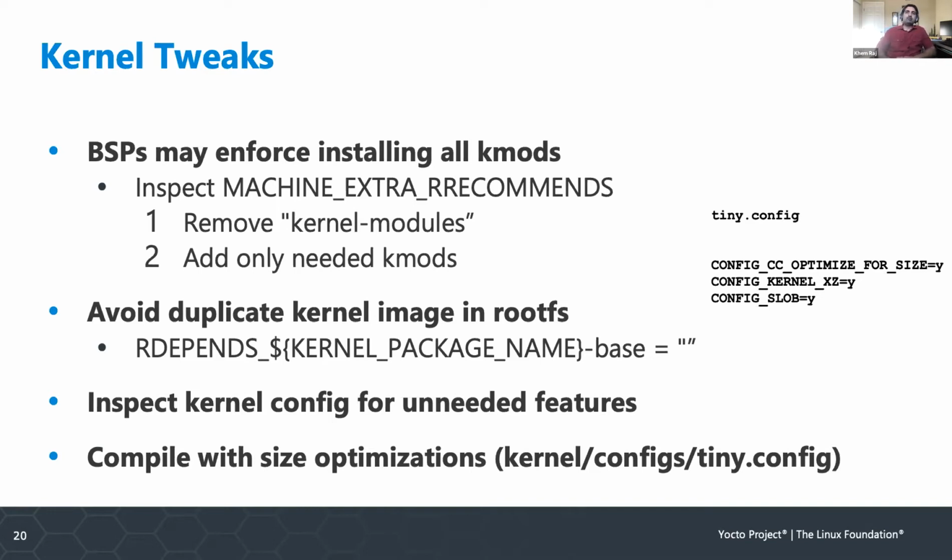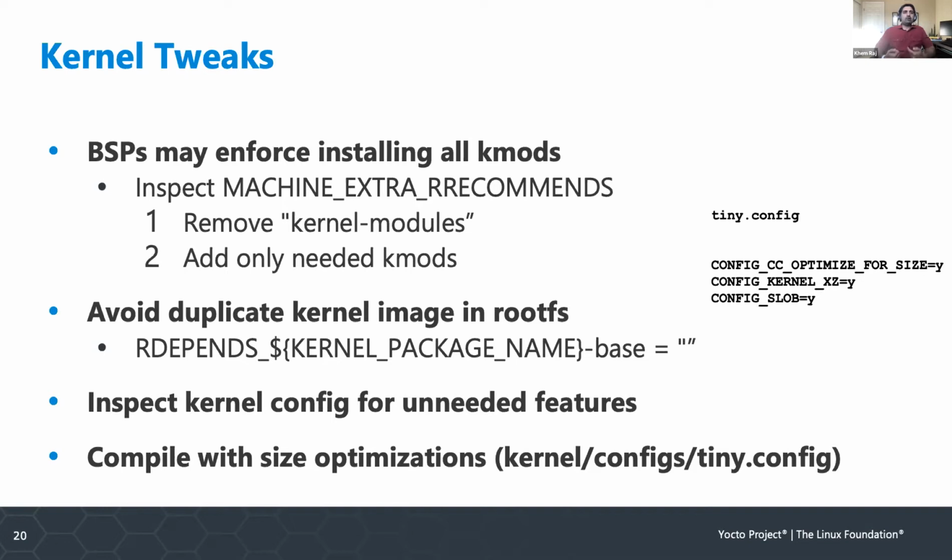Then there are a few options that you could use, and I think you'll get them in linux-yocto-tiny as well. For example, you could enable the CC_OPTIMIZE_FOR_SIZE kernel config option, and then you could use XZ compression and the CONFIG_SLOB as well, which is going to help with the memory.